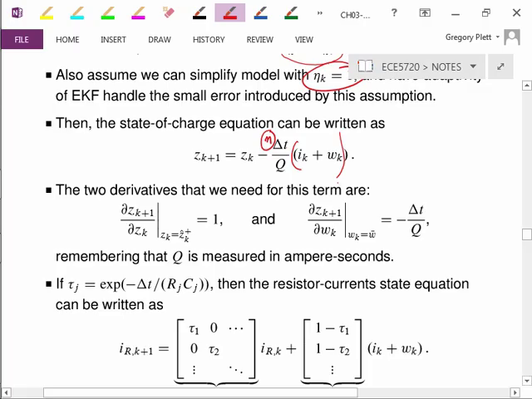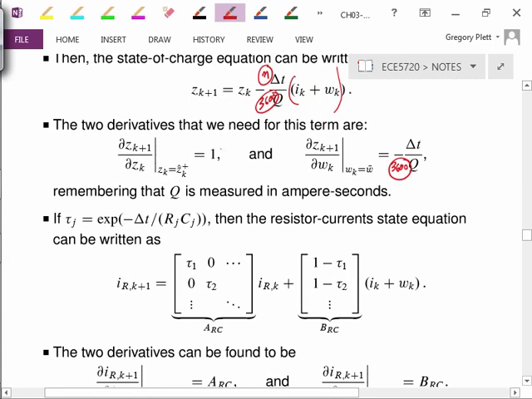In this equation, Q is measured in ampere seconds. If we do happen to measure in ampere hours, which is maybe more common, there would be a factor of 3600 Q instead of just plain Q in the denominator. So that's a choice of how we write the equation. You always have to do unit analysis to make sure that what you're doing makes sense. Those are the components of A hat and B hat that are needed for the state of charge equation.